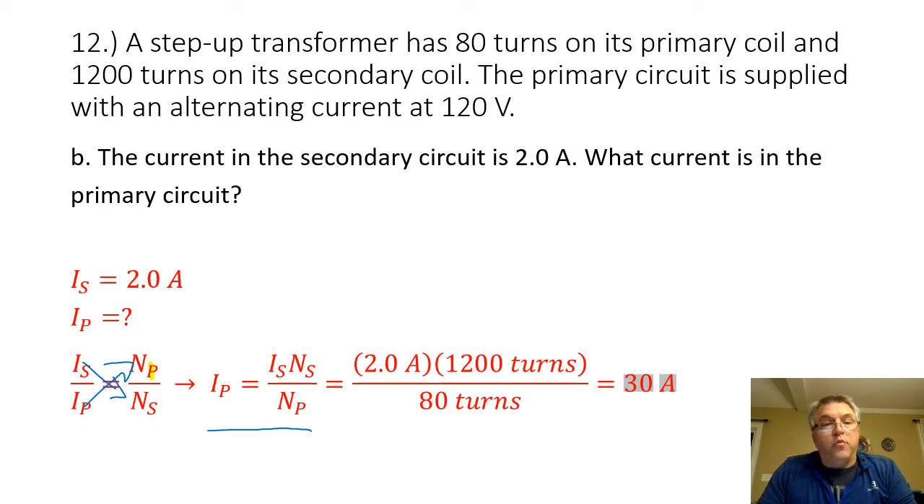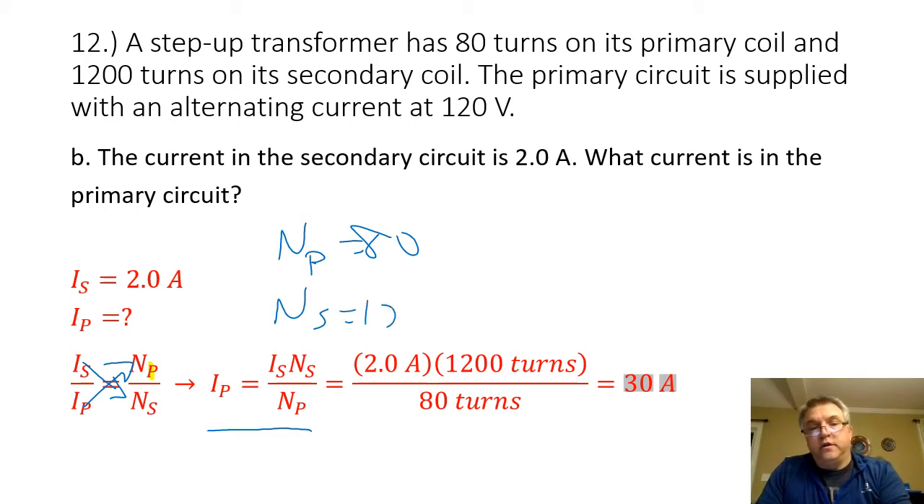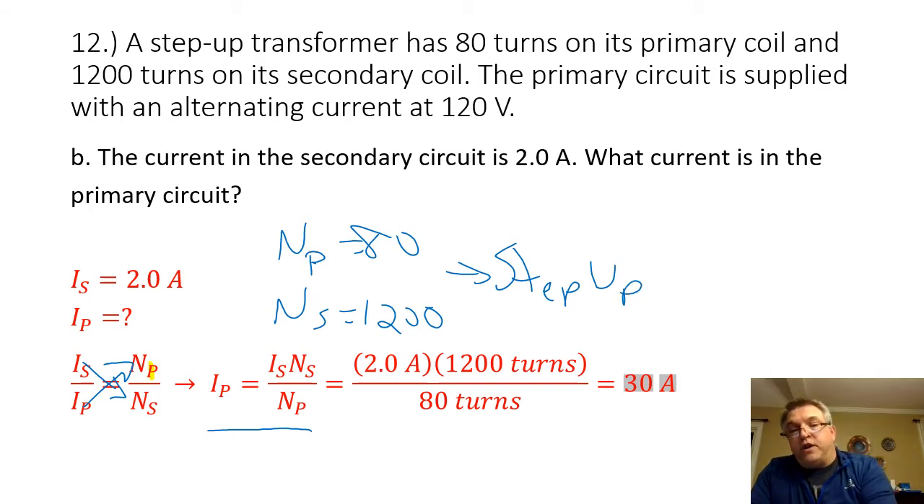One other thing I do want to point out, remember that my primary number of coils is 80. My secondary number of coils is 1200. So because there are more coils on the secondary coil than there are on the primary coil, this is going to be a step-up transformer, which means we are increasing the voltage. But now on the step-up transformer, even though I'm increasing the number of turns on the coils, and my voltage would be increased, as we saw in the previous problem, now my current is going down.